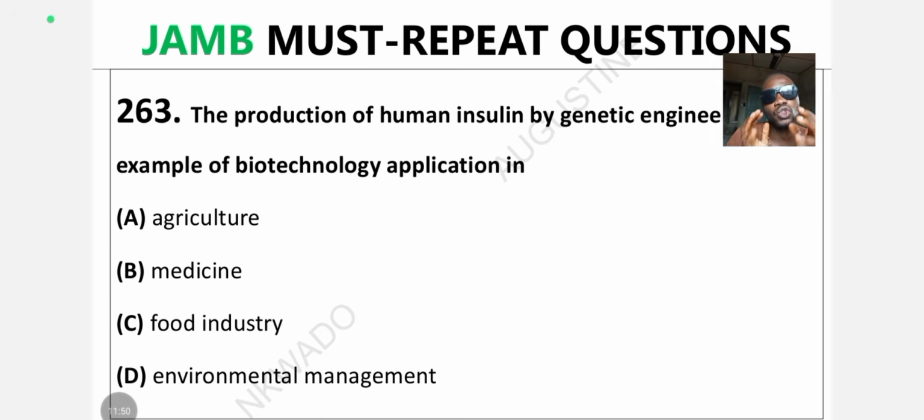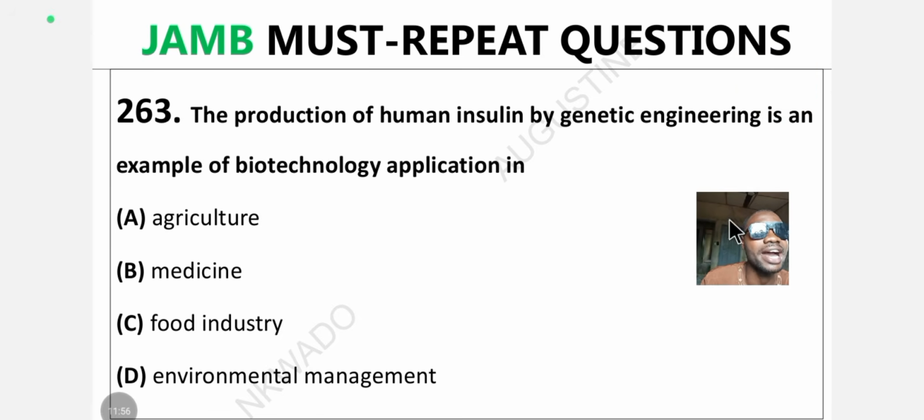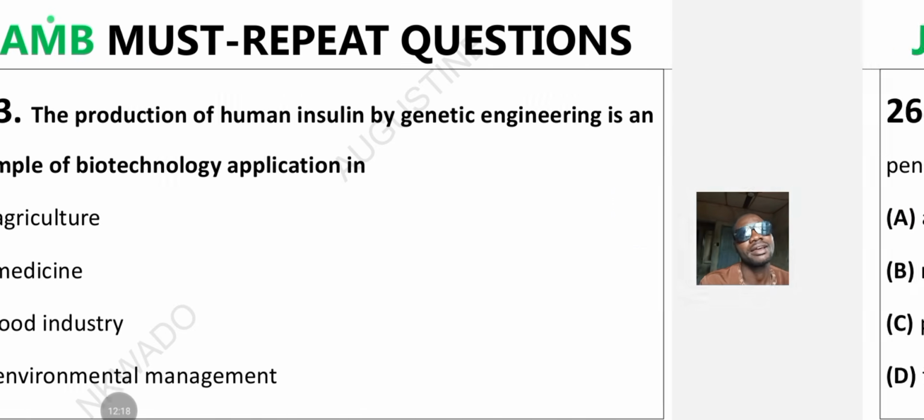JAMB must-repeat question 263. The production of human insulin by genetic engineering is an example of biotechnology application in what? Is it in agriculture? Is it in medicine? Is it in food industry? Is it in environmental management? I taught you this not quite long ago. So show your village people that you are capable of making them fail. Drop the answer in the comment section. This is a free mark. Give me that answer, my scholars.